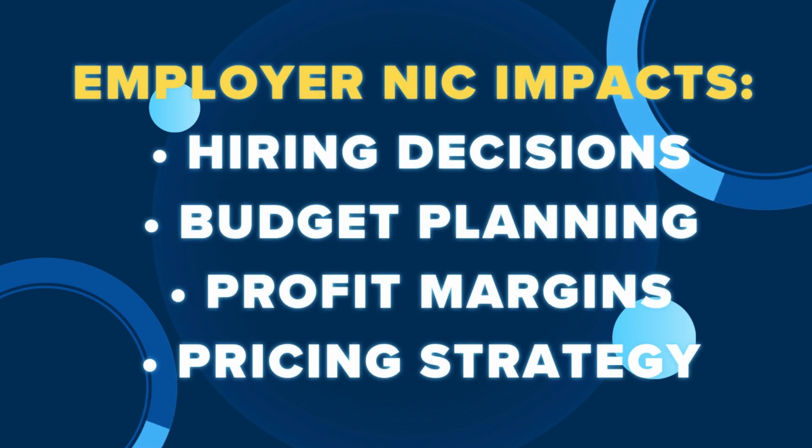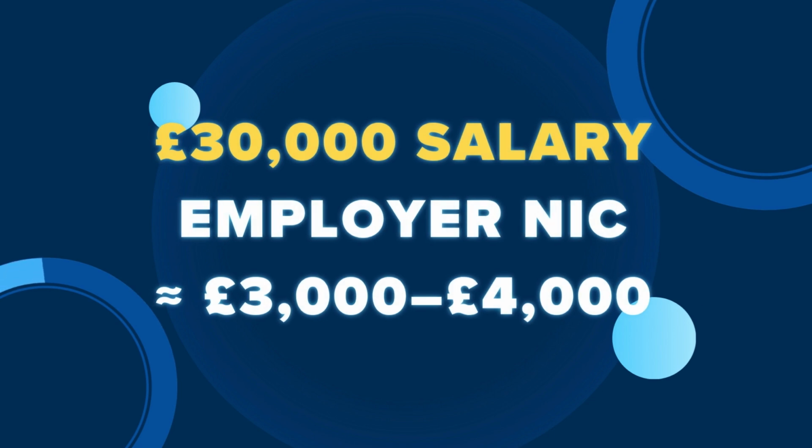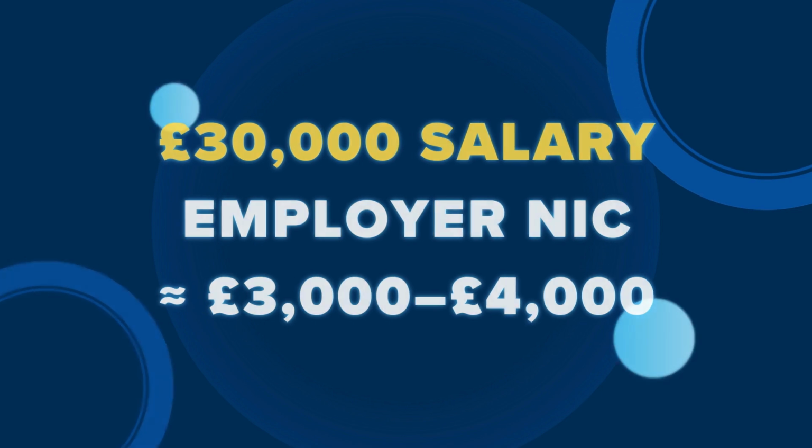Let's say you want to hire someone at £30,000 per year. You might think that's your cost. But once Employer NIC is included, the real cost is higher. So if you take a £30,000 salary, the Employer NIC will in return be about £3,000 to £4,000 annually. That difference can impact whether a business hires, delays hiring, or adjusts salaries.